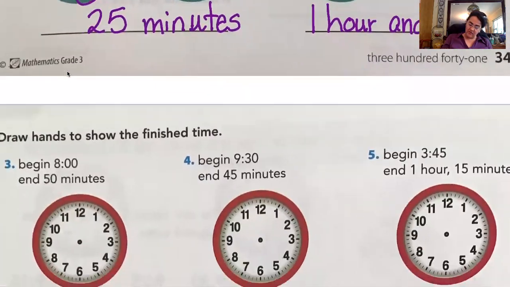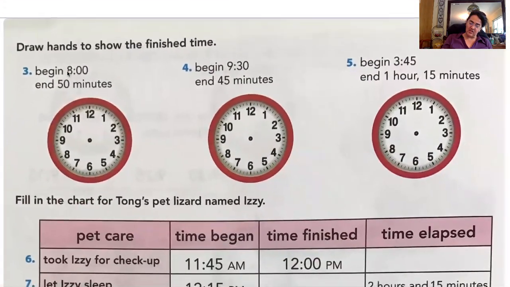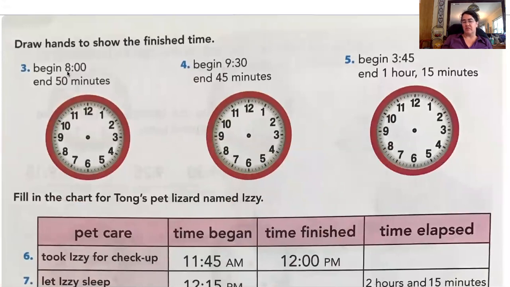Let's turn your paper over. We're going to draw the hands to show the finished time. This should just be review for you. So I'm going to only do number 3 and we're going to move on. Number 3 says begin. Oh, I'm sorry, it's still elapsed time. But we should be able to do this.